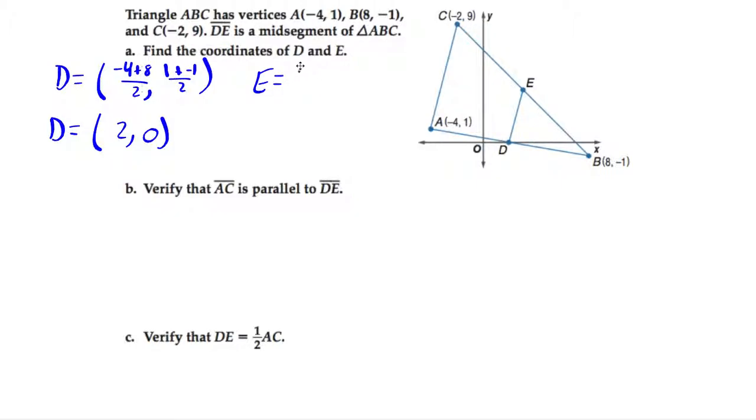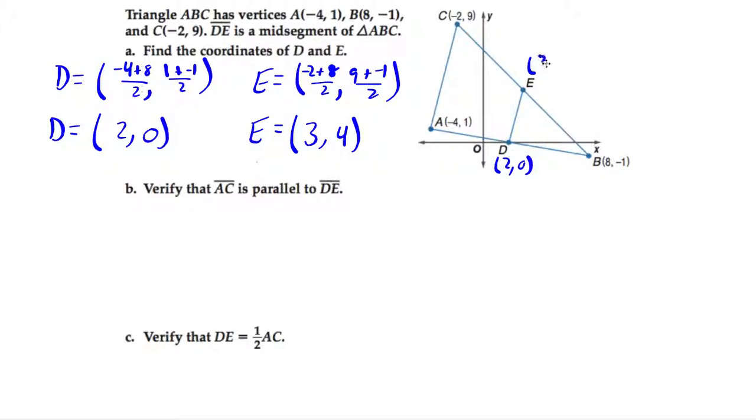E is the midpoint of that other line, and so that's -2 plus 8 divided by 2, and then 9 plus -1 divided by 2. So E, simplifying this down, gives us (3, 4), which looks, again, pretty close. We want to verify that AC is parallel to DE. Well, remembering that D is (2, 0) and E is (3, 4), all we need to do is show that they have the same slope.